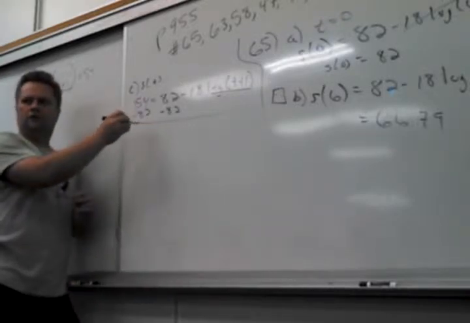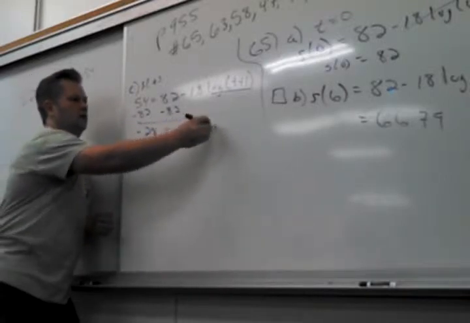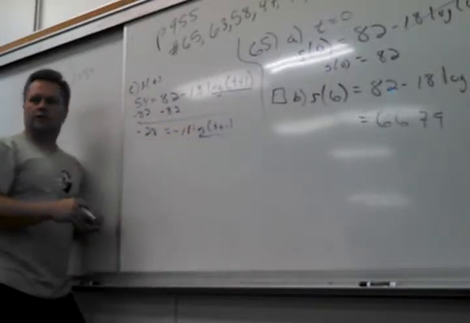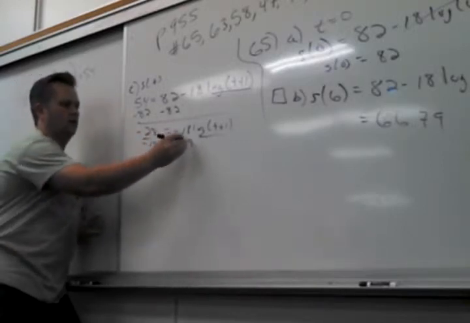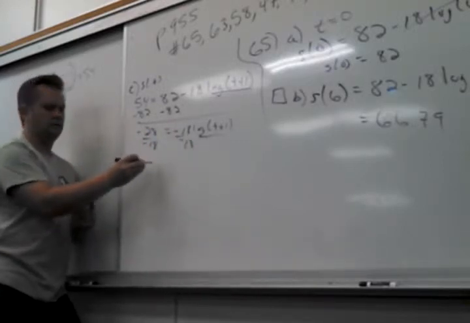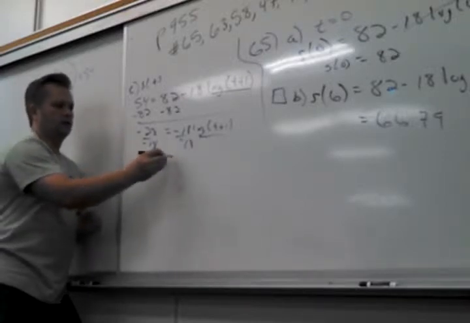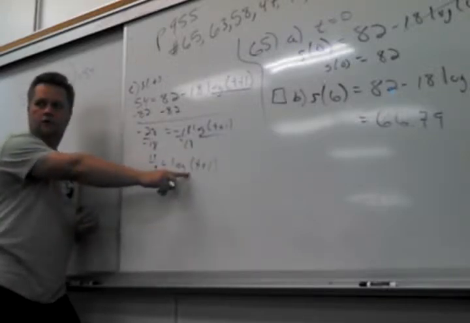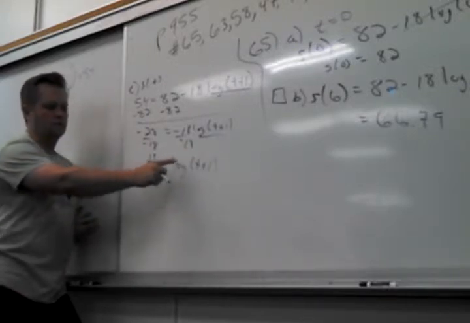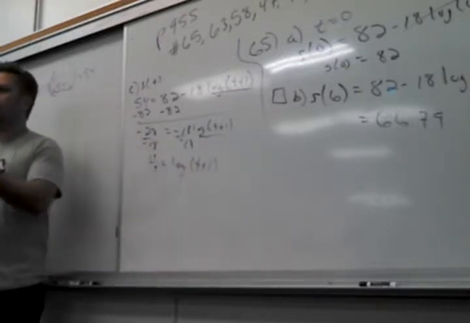54 minus 82? Negative 28. It was negative 18. Is my thing with the variable in it alone yet? Nope. Divide by negative 18. And you get whatever that is. Let's just say 14 over 9. Now, what's the base? So I can say 10 to that power equals this. That's how I let my t escape.